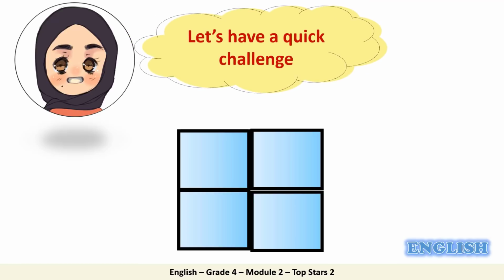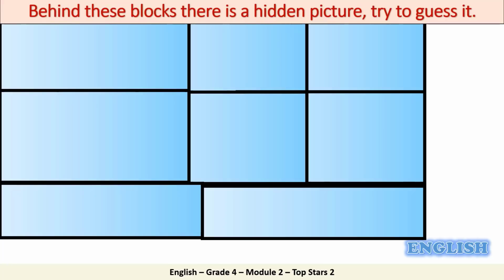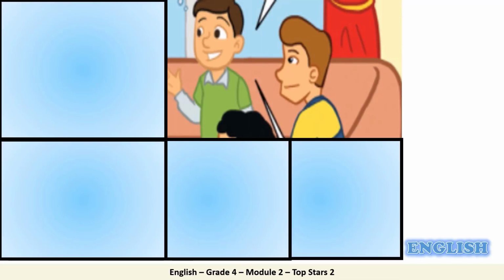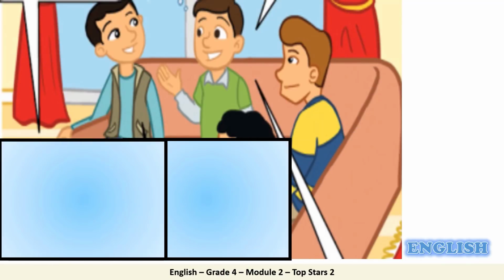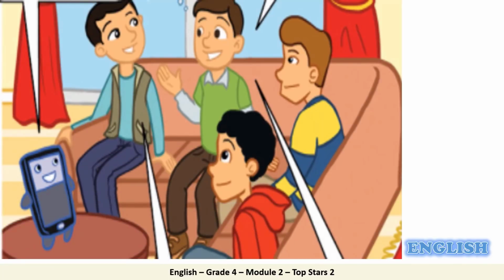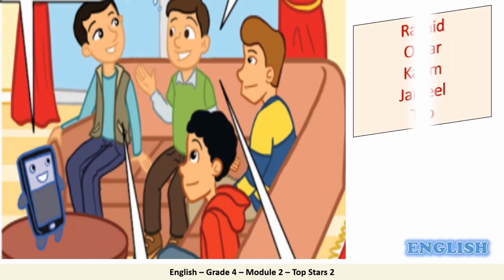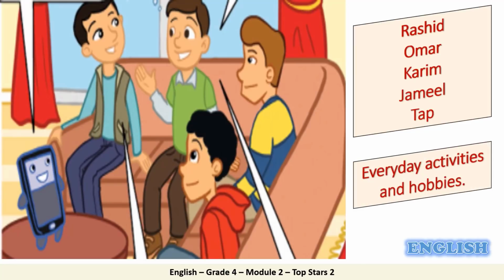Let's have a quick challenge. Let's play Guess the Hidden Picture game. Behind these blocks, there is a hidden picture. Try to guess it. Are you ready? Let's start. Who are they? Where are they? Do you remember them? Very good. They are Rashid, Omar, Karim, Jamil, and Tab. Do you remember what were they talking about? Correct. They were talking about everyday activities and hobbies.